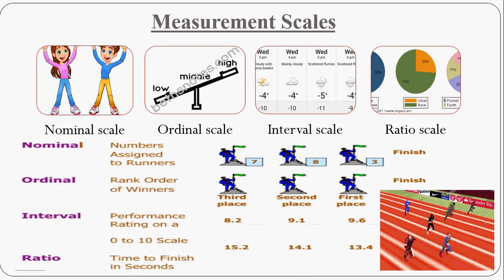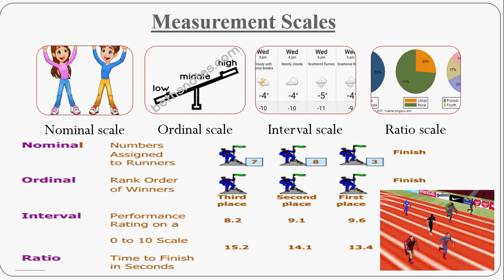Maybe some 3, 8 or 7, whatever may be the number, in a random way when you assign. So this kind is what we call nominal scale. Now, what is ordinal scale? After the race gets over, we identify who has secured first place, who has secured second place, and who has secured third place. So it determines the rank. So this is what we call ordinal scale as an example.